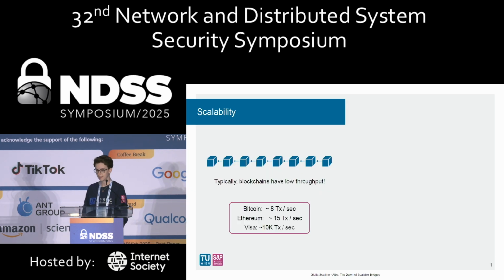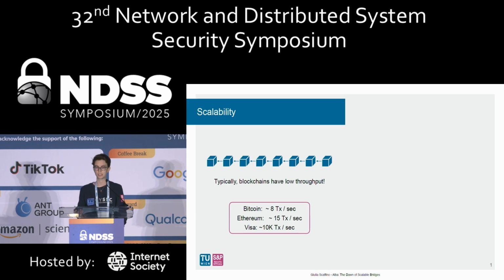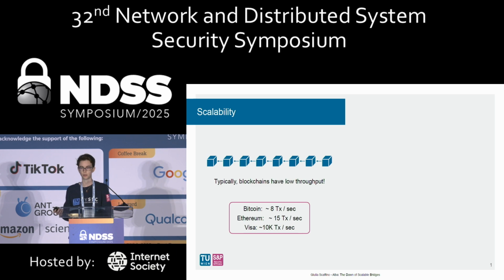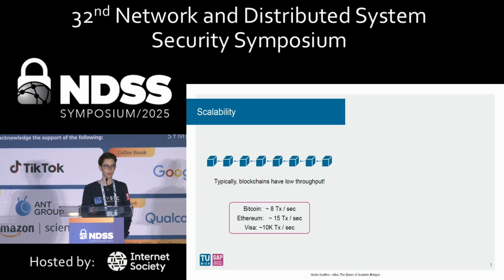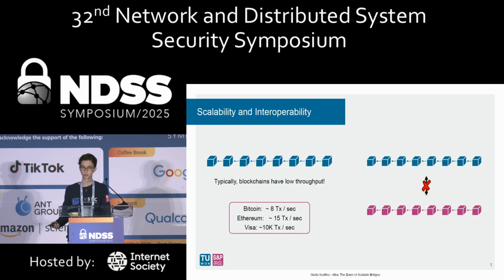Okay, let's get started. So even though blockchains have been around for quite some time now, they still suffer from two main limitations. The first one is scalability. Blockchains have low throughput. Let's consider Bitcoin and Ethereum. They are the two most prominent blockchains out there, but they can only process 8 and 15 transactions per second. And this is particularly striking, especially when compared with Visa Network, another payment system which can handle 10,000s of transactions per second. Besides scalability, blockchains also have another limitation, interoperability.